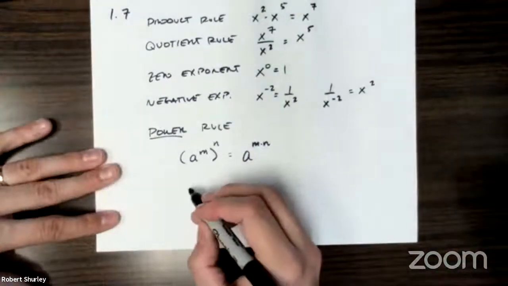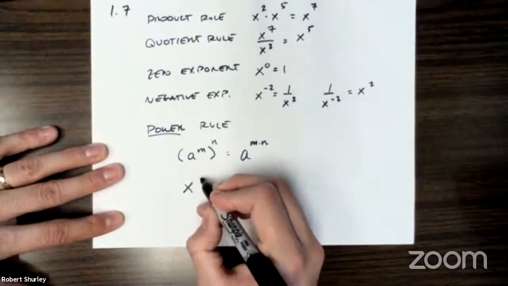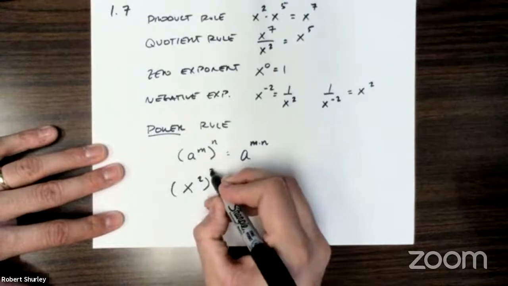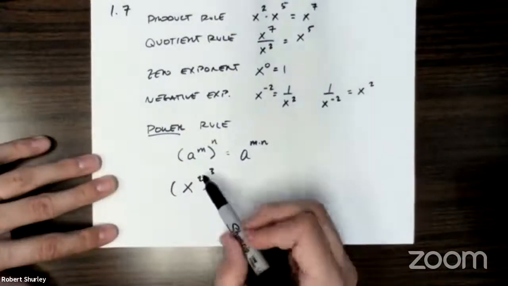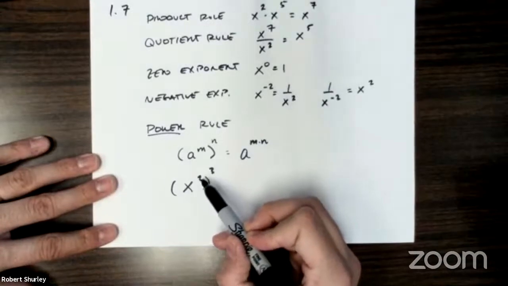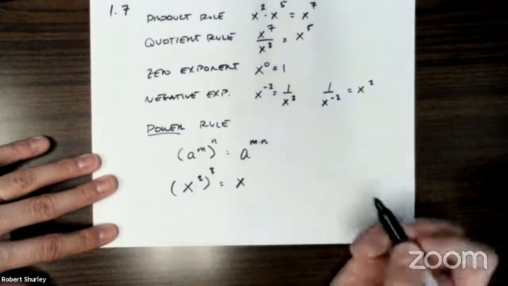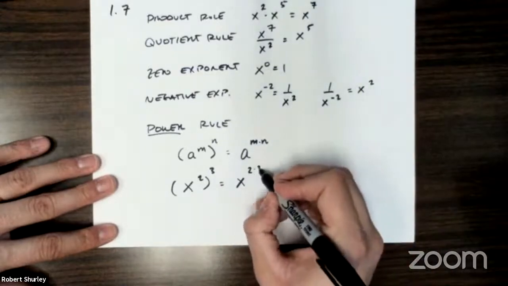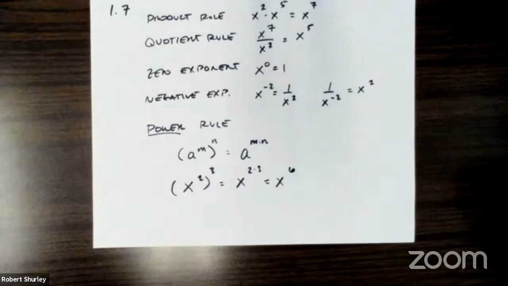So if we look at a basic example, let's use these x's up here. If we have x squared to the third power, you would multiply the 2 and 3, because we're raising this exponent to the third power. So it becomes 2 times 3, so x to the 6th, okay?